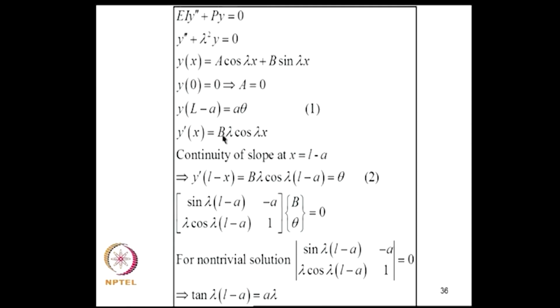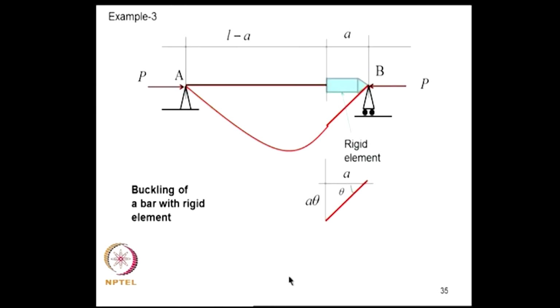So, we can treat now B and theta as unknowns, and we have two equations, and we can write this equation in this form. So, for non-trivial solutions, the determinant of this must vanish, and this is a characteristic equation. So, once we solve this for different values of A, we will be able to find the critical value of P at which this structure buckles or a neighboring equilibrium position becomes possible.